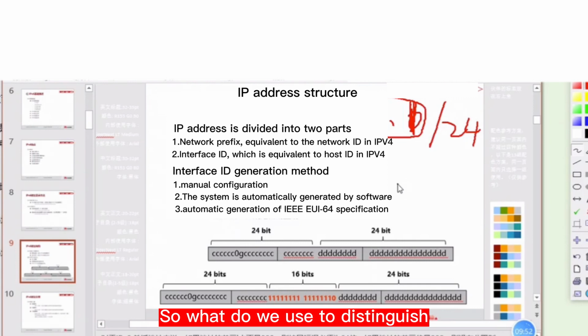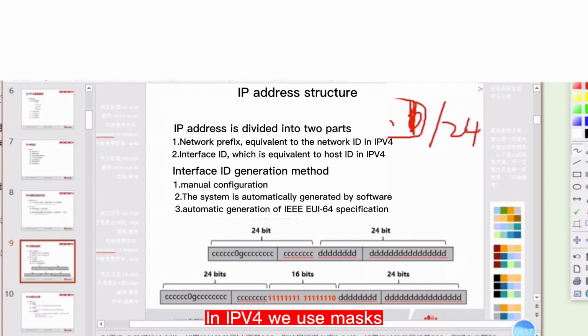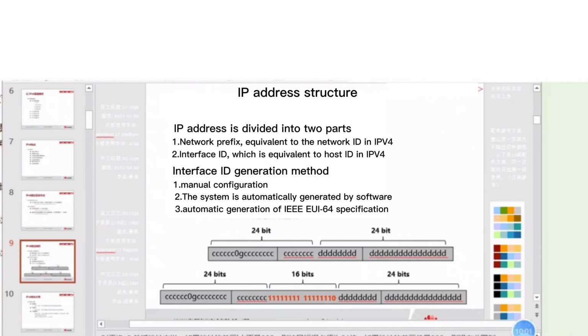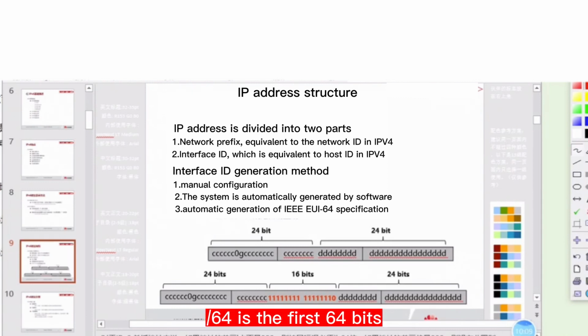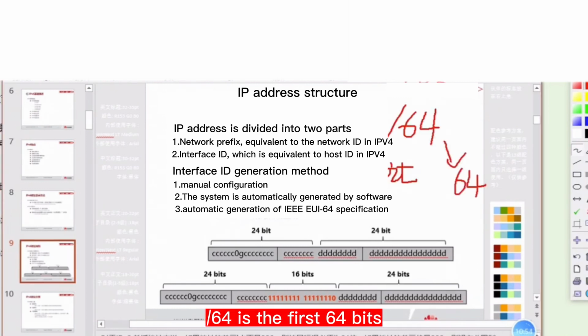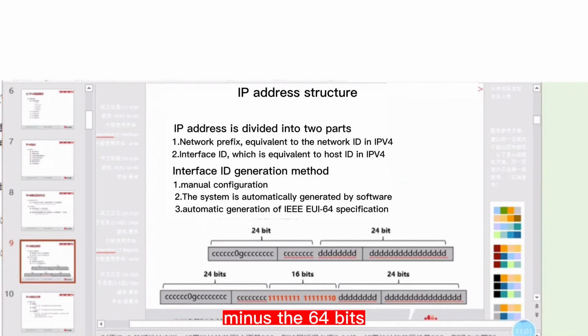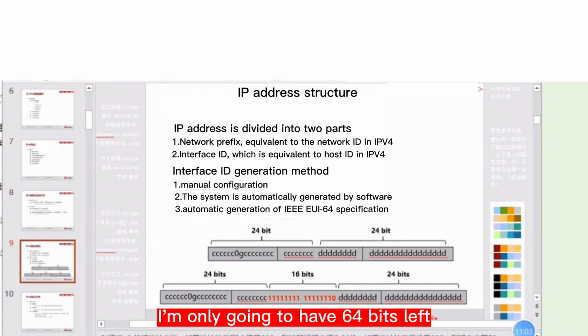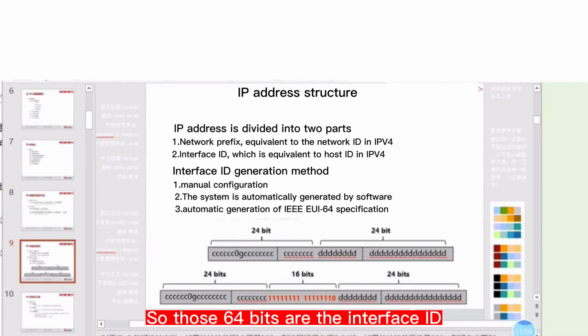So what do we use to distinguish which part is the prefix? In IPv4 we use masks. IPv6 also has this concept. Let's write an IPv6 address, 2001::/64. The /64 means the first 64 bits are the network prefix. That's 128 bits minus the 64 bits. I'm only going to have 64 bits left. So those 64 bits are the interface ID.